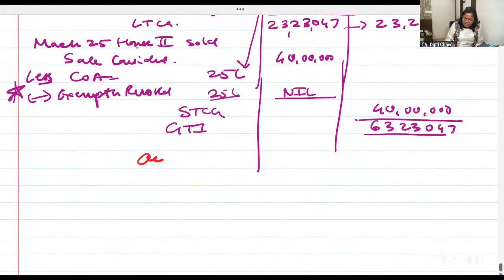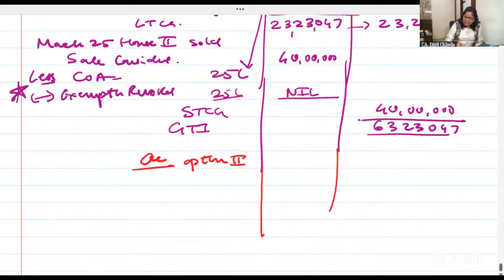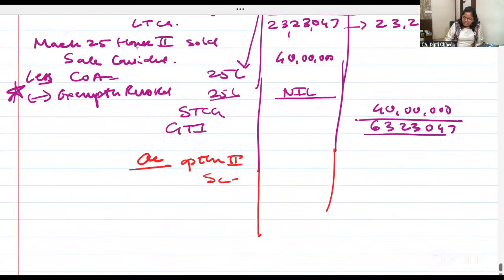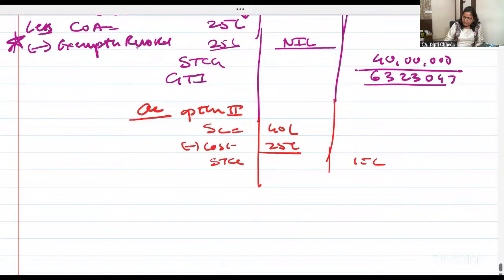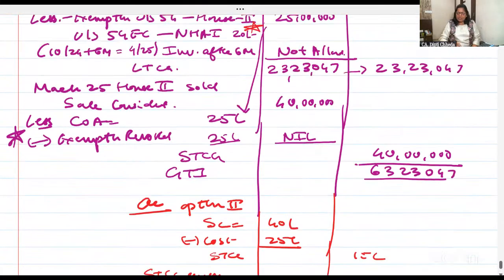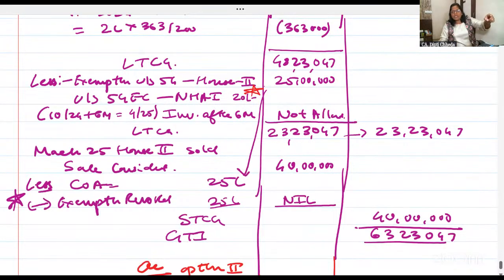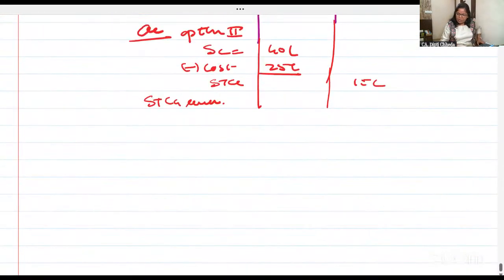The second logical or option 2, only for understanding, option 2 is second house is sold. Sale consideration kitna hai? 40 lakhs. Cost kitna hai? 25. So how much short term capital gain will come? 15 lakhs. And short term capital gain revoked. You have sold the house, na? So that 25 lakhs will now become taxable as short term capital gain.